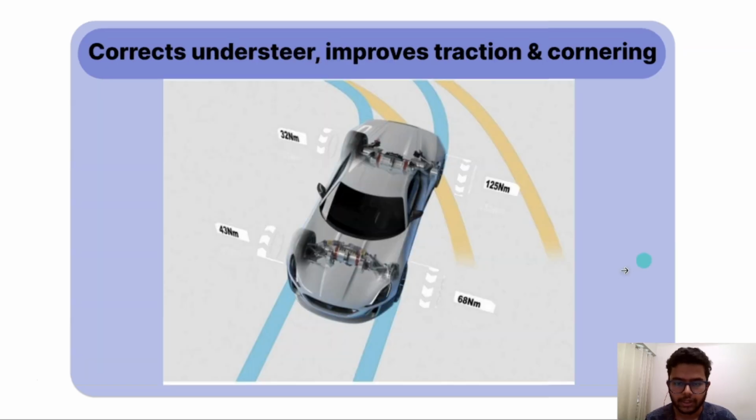This is an image where you can see how torque vectoring corrects understeer. The image shows how torque vectoring helps when there is understeer or a loss of traction. Here each wheel receives a different torque value, depending on the grip levels. By sending more torque to the wheels with better traction, the system keeps the vehicle stable and prevents sliding.